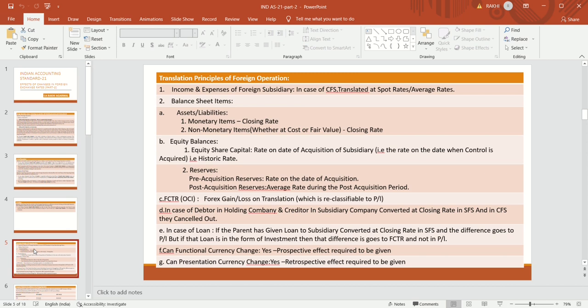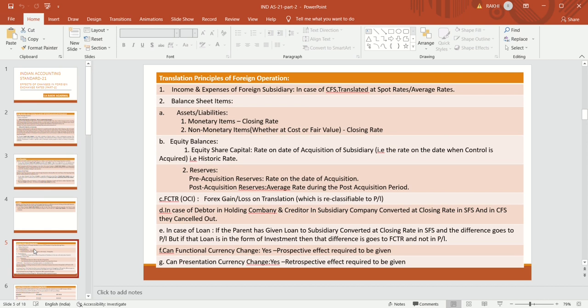For consolidation purposes, how we will translate our assets and liabilities, at which rate we will translate our assets and liabilities into a functional currency. Income and expenses are to be translated at either the spot rate or an average rate. Balance sheet items, assets and liabilities: all monetary items are translated at the closing rate. Non-monetary items, whether at cost or fair value, are all translated at the closing rate, because these are the translation principles.